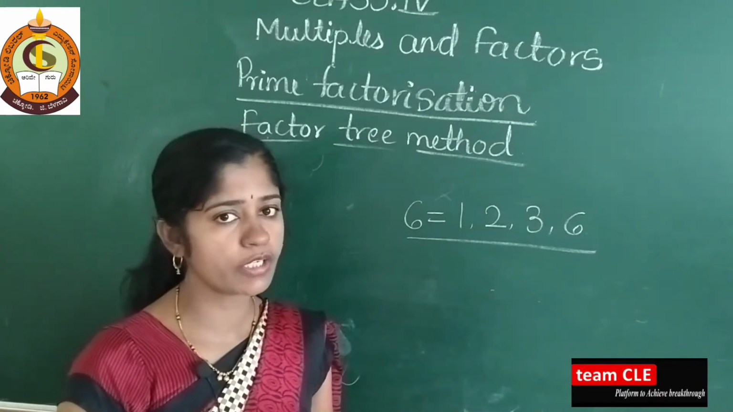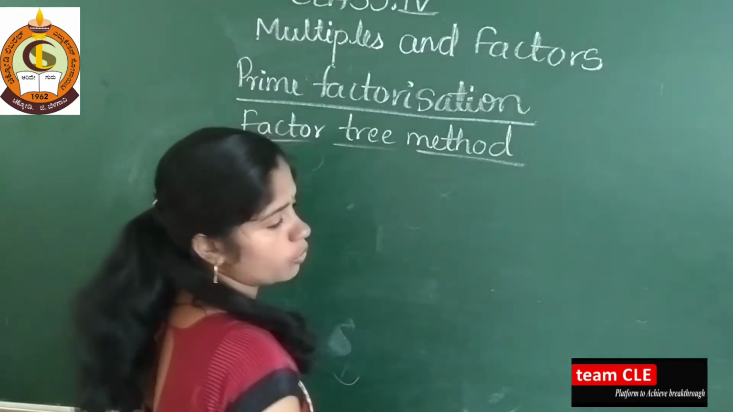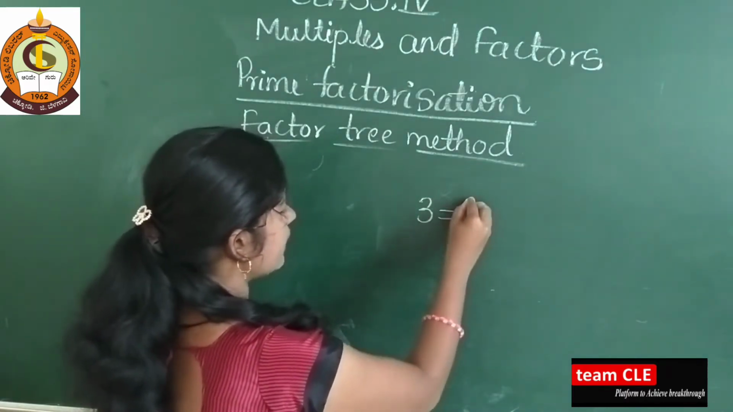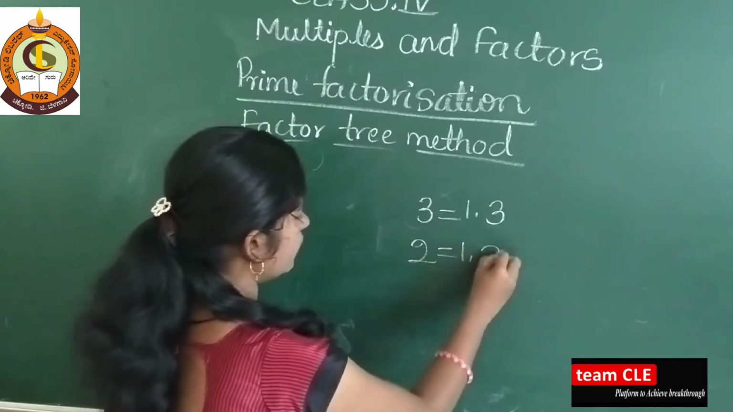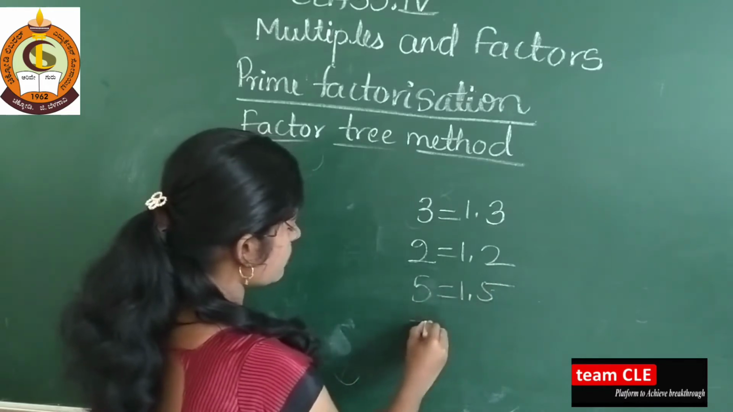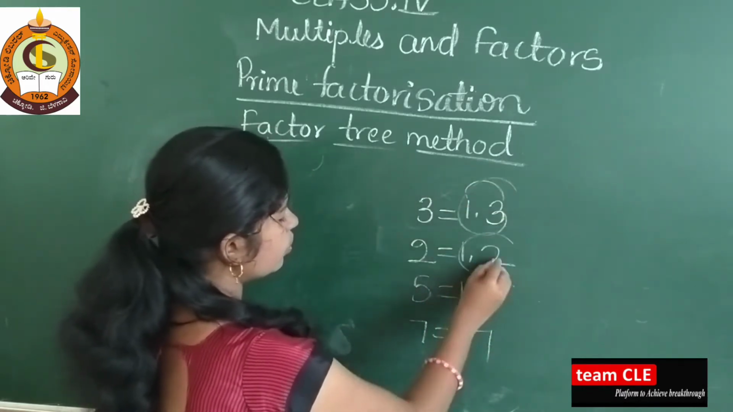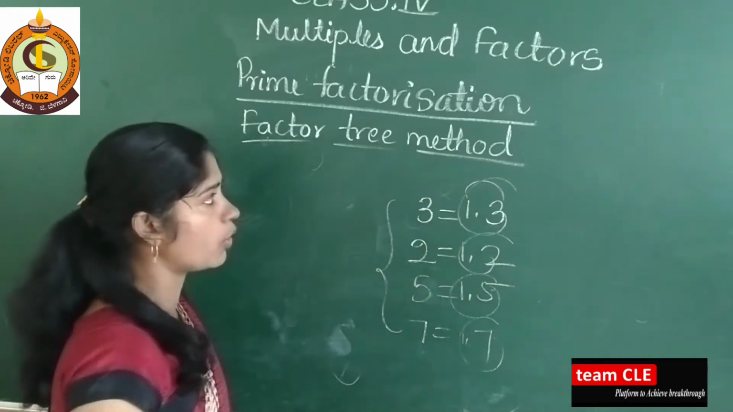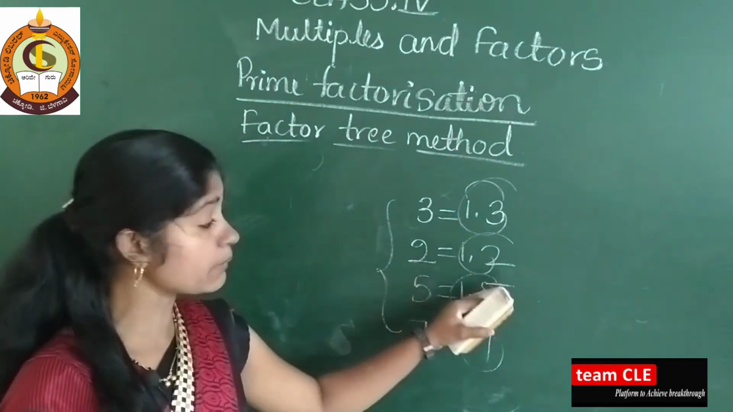Dear students, already you know the prime numbers. A prime number means a number which has only 2 factors. For example, 3 is there: 1 ones are 3 and 3 ones are 3. The factors of 2 are 1 and 2. The factors of 5 are 1 and 5. The factors of 7 are 1 and 7. So a number which has only 2 factors, that type of numbers we call prime numbers.